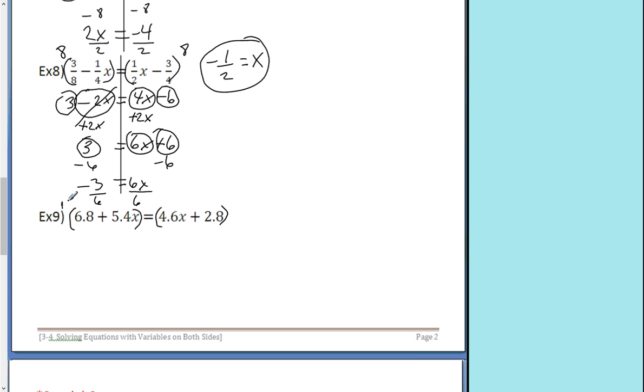Well, if I multiplied everything by 10, then when I did that, 10 times 6.8 is 68, plus 10 times 5.4 is 54x, equals 4.6 times 10 is 46x, plus 10 times 2.8 is 28. Decimals are gone. Then you would just solve it like every other problem that we've done.